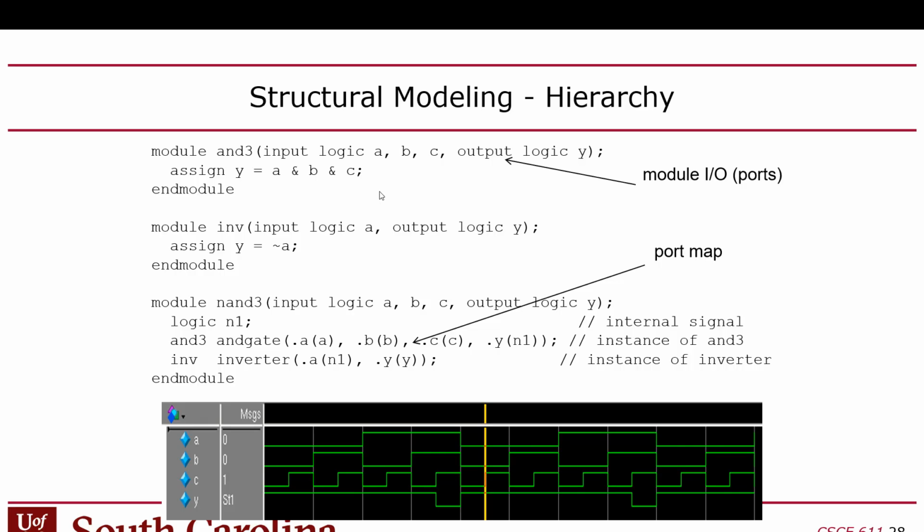Yes? So is the internal signal absolutely necessary, or just for count? Yeah, in this case it was. The only way to connect that AND gate to the inverter is through that N1 internal signal, the internal signal that connects to both. Yeah, that's the only way to do it I know of. Maybe there's another way that I'm not aware of, but that's the only way to get those guys to talk to one another.